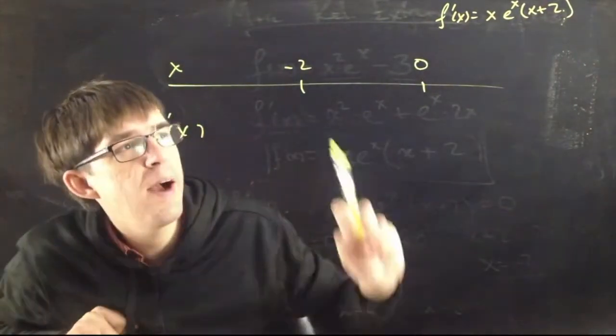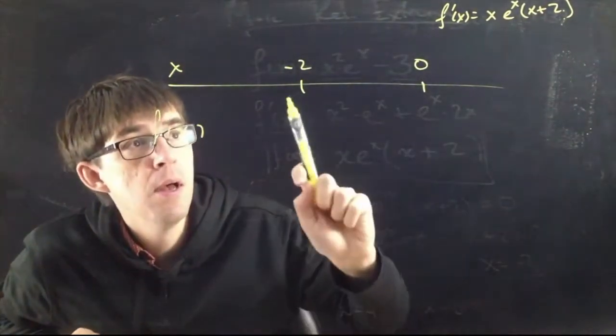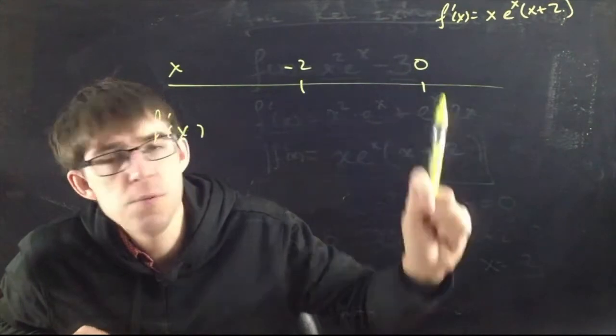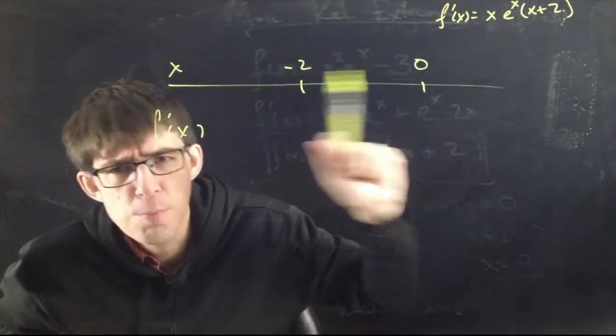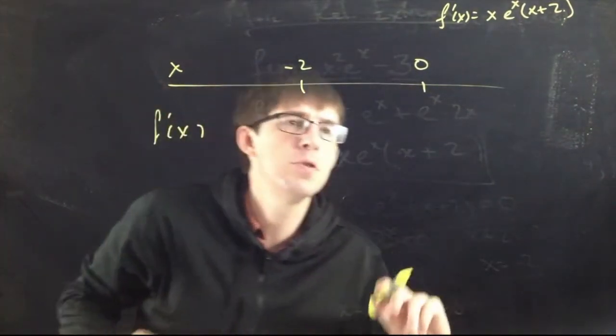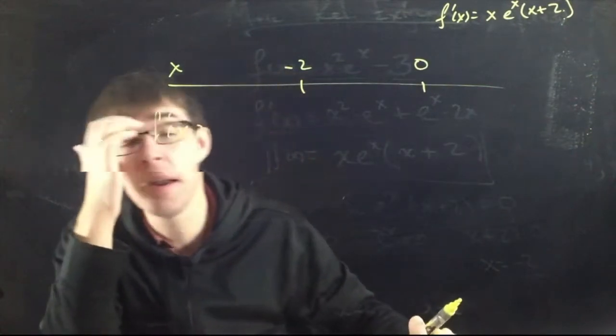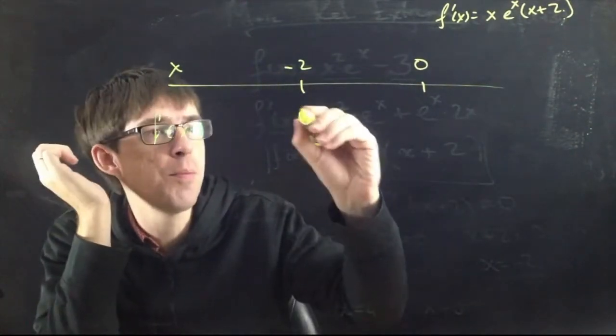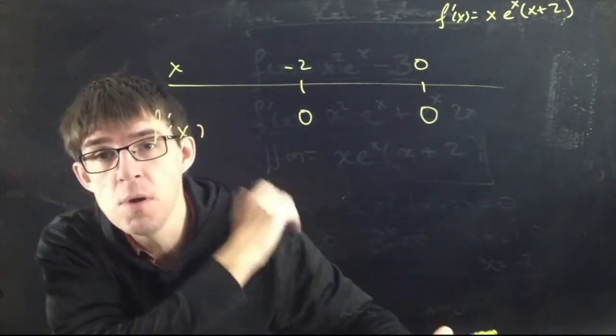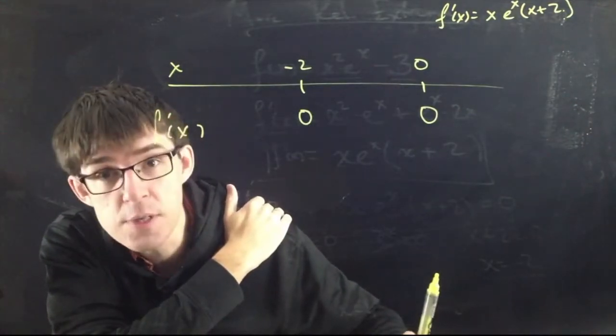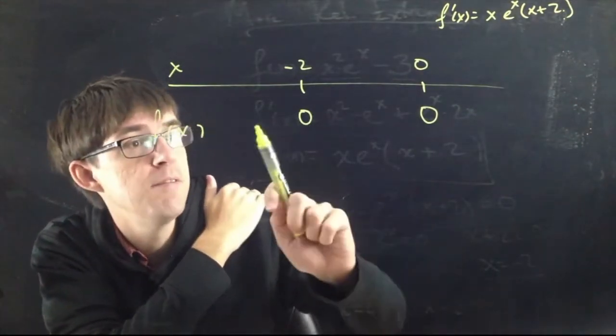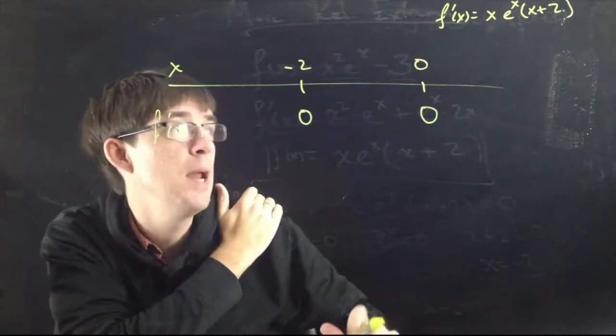All right, here's my chart. I have marked off the 2 critical values, 2 critical numbers, -2 and 0. Put them in numerical order, right? Minus 2 should be to the left of 0. This is like a number line. And these are both points at which the derivative is 0. So we need to plug values into the derivative to see if it's positive or negative in between.